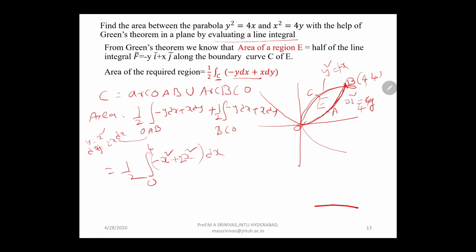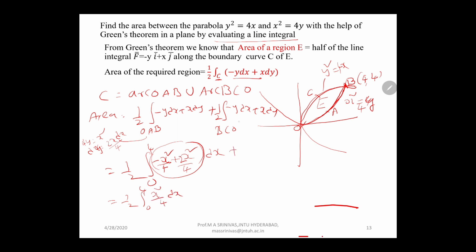So here minus y is x square by 4. Here the equation is 4y is equal to x square, then y is x square by 4. So minus y is minus x square by 4 plus x into what is your dy? 4y is equal to x square, dy is equal to 2x dx by 4. So 2x square by 4. Ultimately, if I simplify this, what is it that I'll get? Half of integral 0 to 4 of 2x square minus x square by 4 dx.